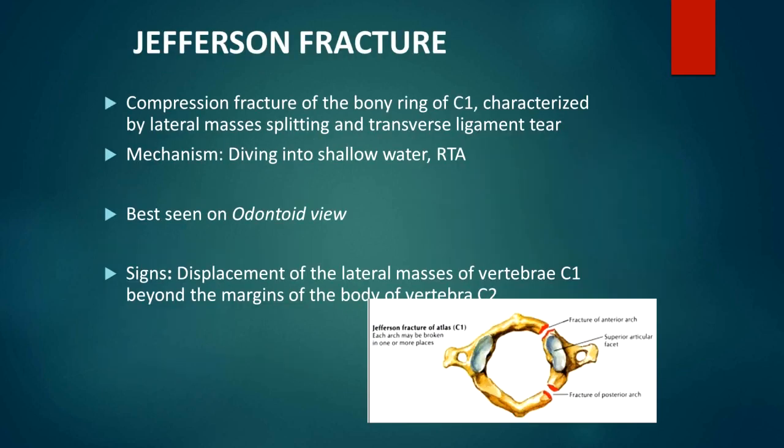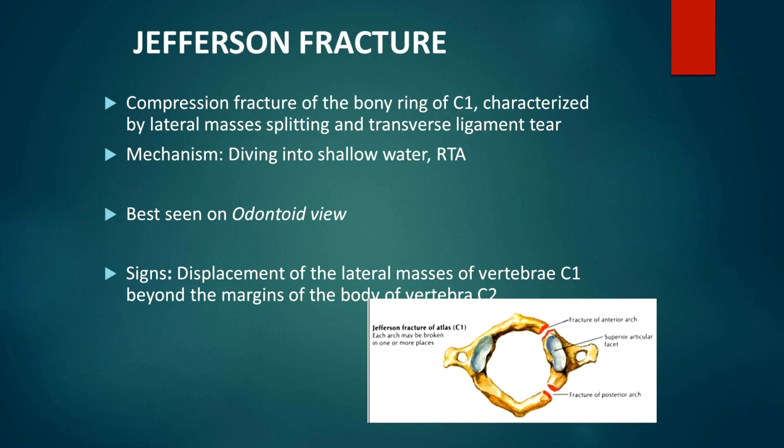So now we'll go into some specific cervical fractures. So this is a Jefferson fracture. It is a compression fracture of the bony ring of C1. It is typically an axial blow to the vertex of the head. So these are common diving injuries or somebody drops something heavy on their head. But this causes this compression fracture. It's best seen on the odontoid view of a plain film.